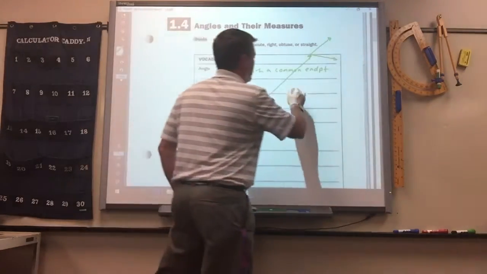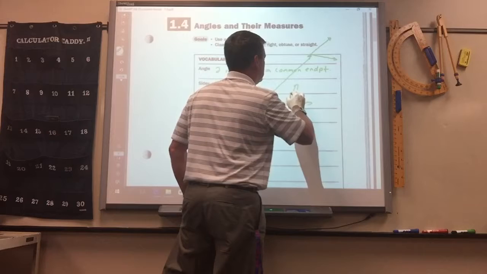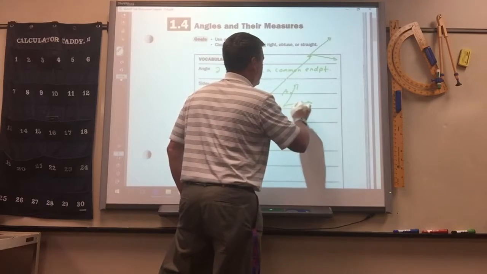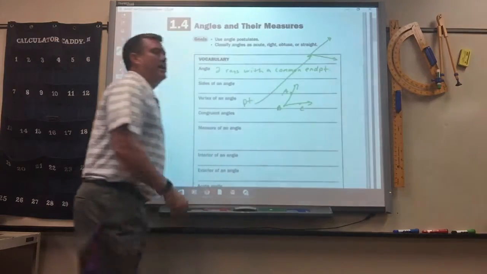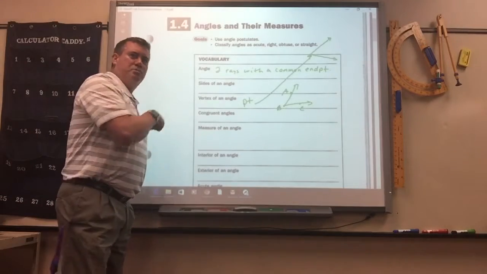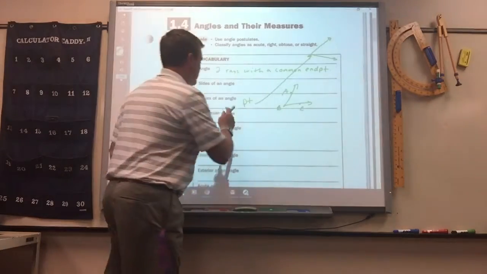So if you've got an angle like this, the vertex is which point? B.